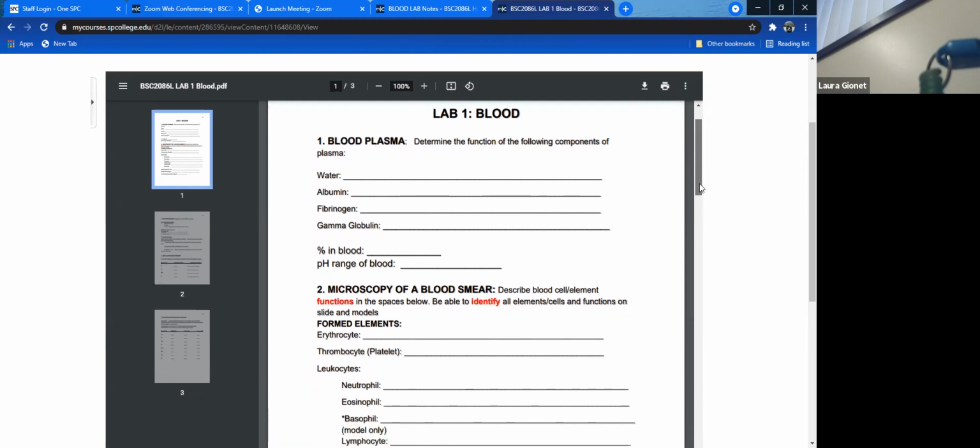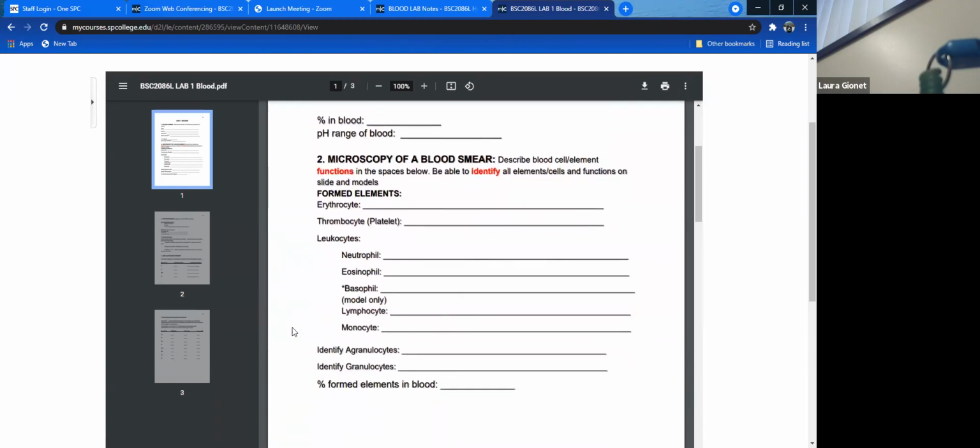All right, then we look at some slides of blood, and we also look at models. So right now you can write in these functions because you can take them right from the notes. I'm going to give you a few functions very quickly right now, and then we're going to apply this to some of the images. And then you can kind of take it from there, but be able to identify the elements in the cells and functions on slides and models. All right. So an erythrocyte is a red blood cell. Function: transports oxygen and carbon dioxide. That's fine. Thrombocyte or platelet, you can say active in clotting.